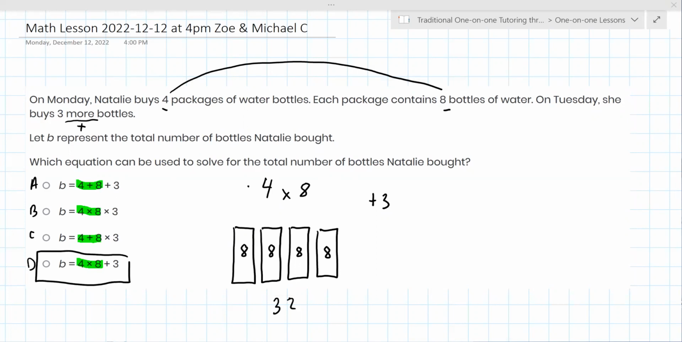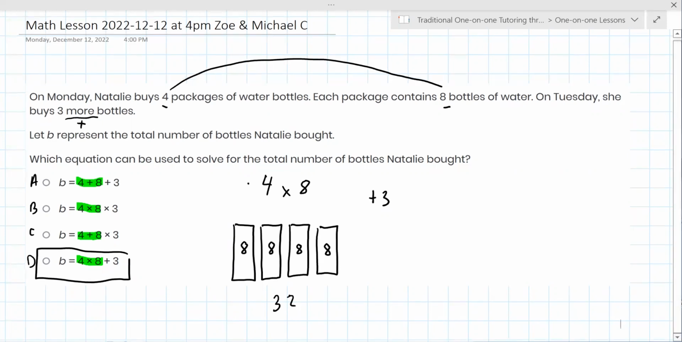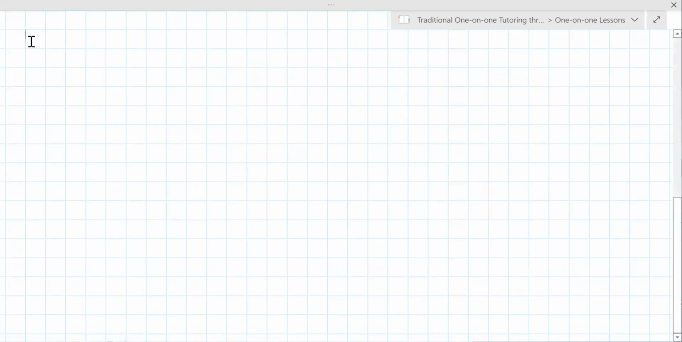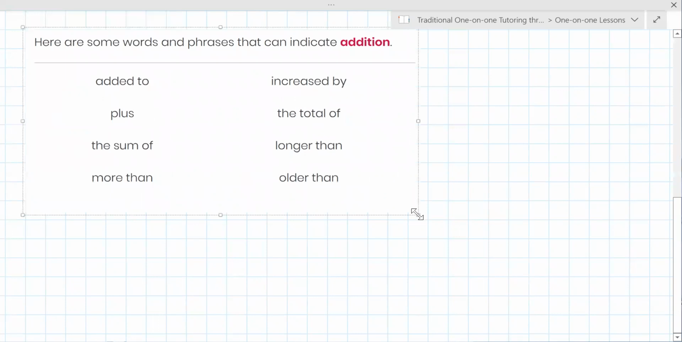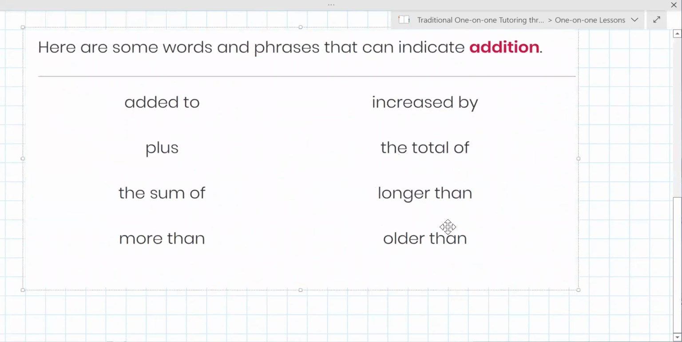Okay, let's see what else you got here. Okay, so actually this is what I was referring to earlier. There are keywords here that can be used to represent each of the math operations. So let me snip those in. These are in your lesson, but I'll get these in here.